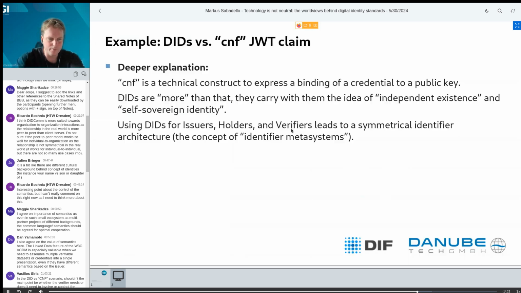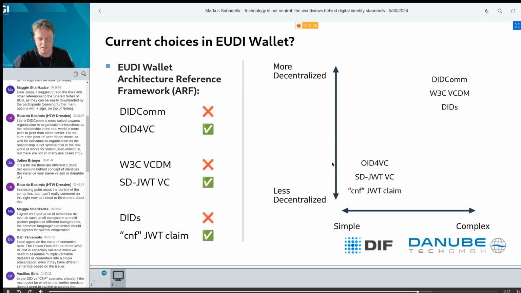So that's it. I then have some slides, and now it gets really provocative, and I think some people may disagree with that a little bit. But now looking at the eUDI wallet, which is one of the leading, most promising projects around the world for establishing digital wallets for all people in the EU, based on the eIDAS regulation, with a lot of political support and funding. If we look at these three examples that I gave, DITCOM or OID4VC, W3C VCDM or SD.VC, and DITs or CNF JOT-claim, we find that in the current architecture reference framework, which is the draft specification for how the eUDI wallet will work, in all three cases, the choice is the second one. This is all draft and in progress, not final.